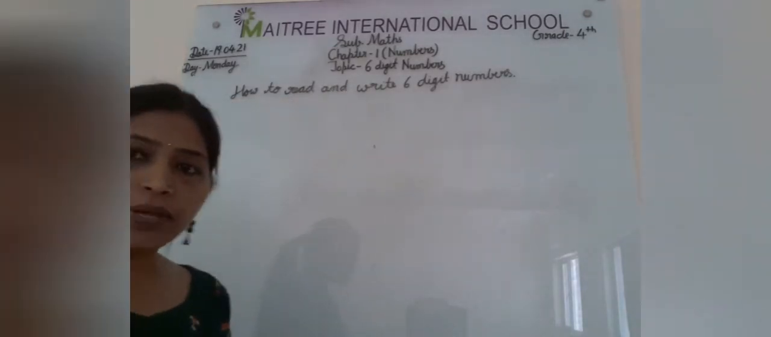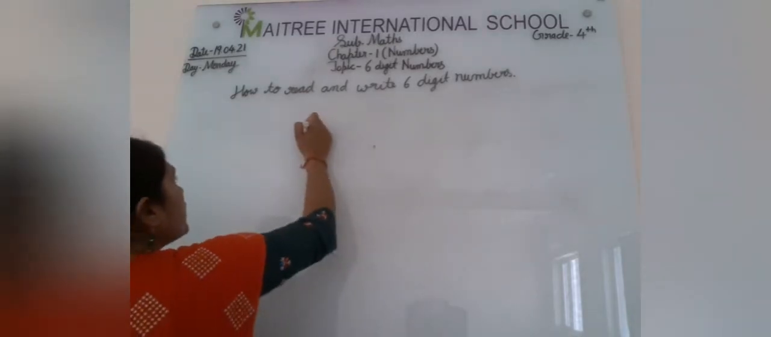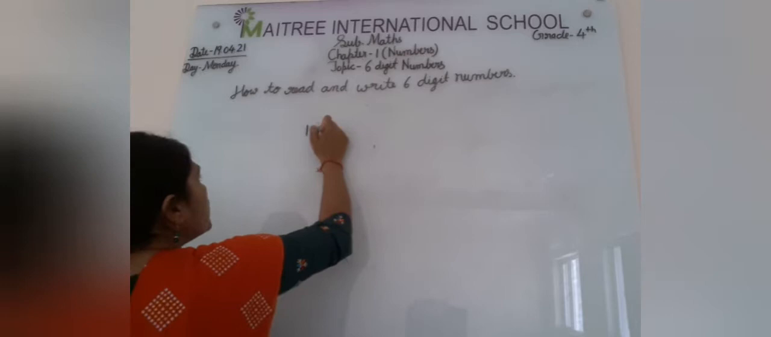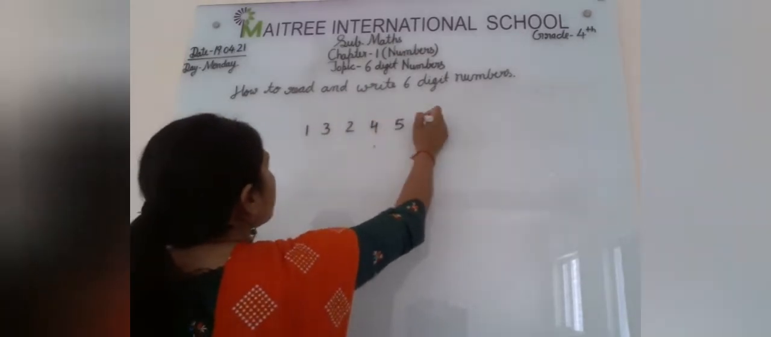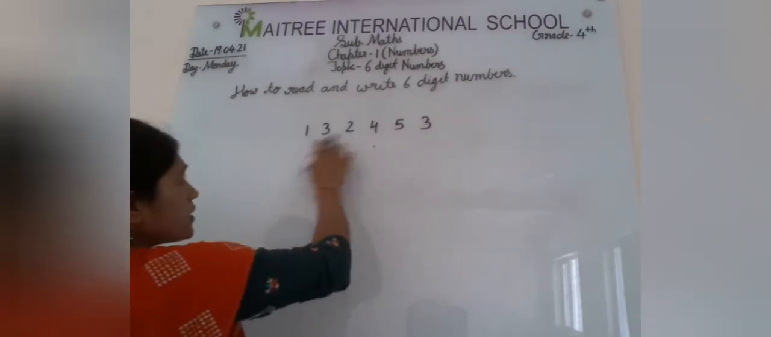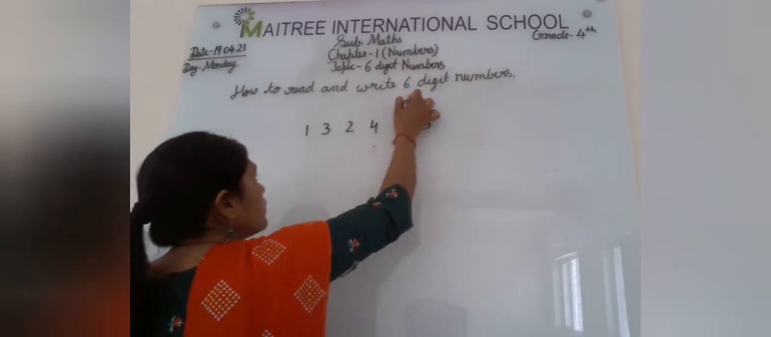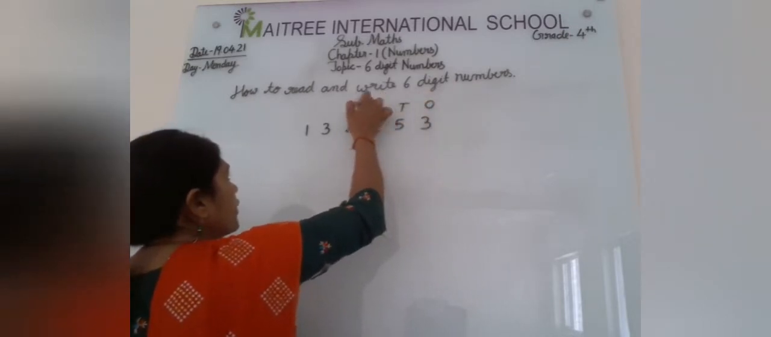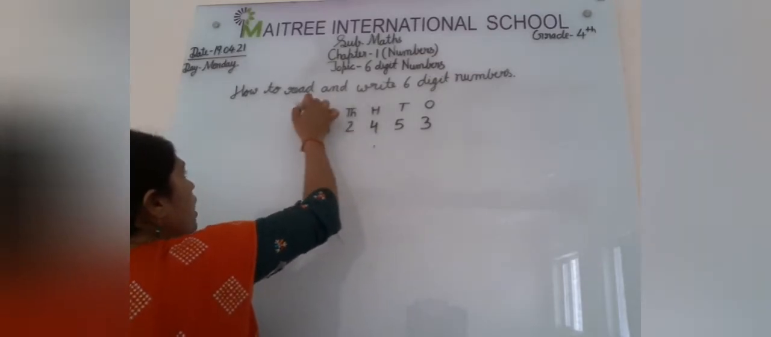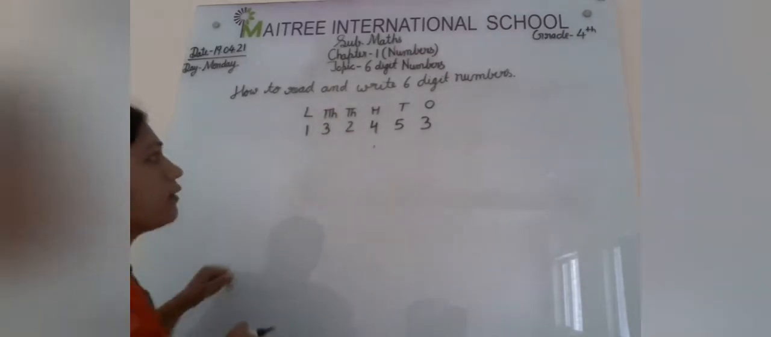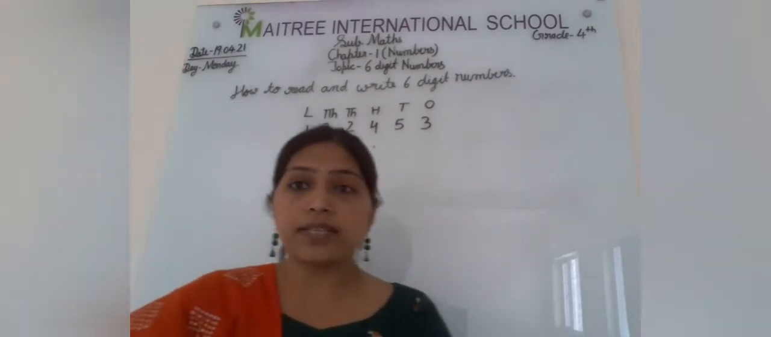Everyone knows the places and periods. So let me write only one number here. I am writing a number here, 1, 3, 2, 4, 5, 3. So there are 6 digits. Let me mention their places: ones, tens, hundreds, thousands, 10,000, and the 6th place is lakh. Okay, so I am telling you one nice way to read this number.